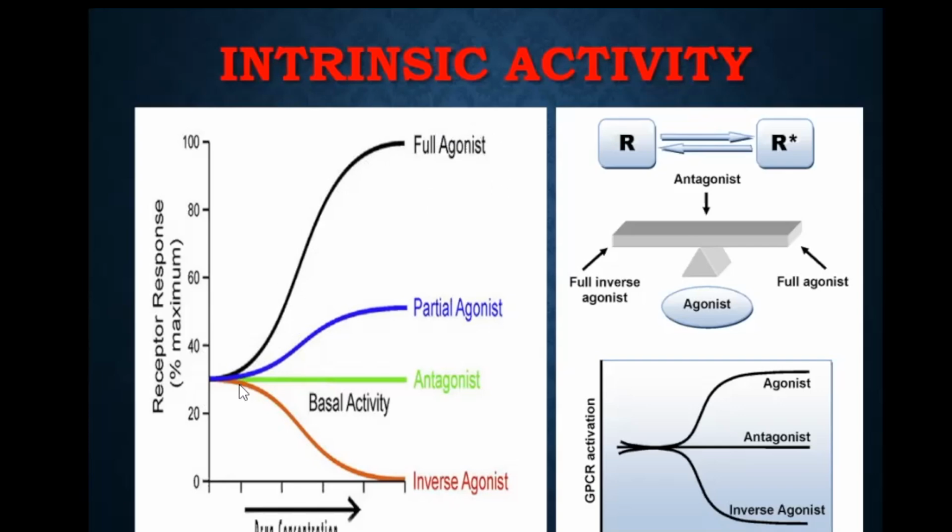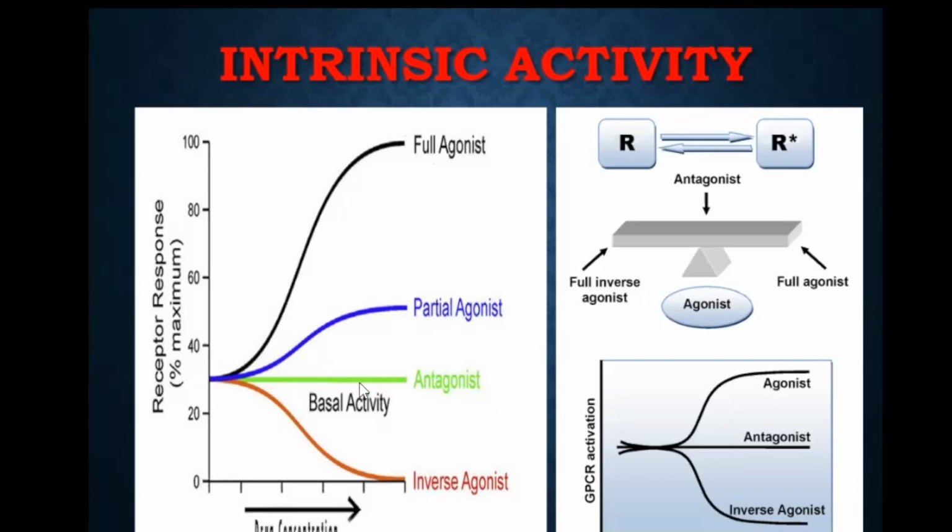This is the drug-receptor response graph. This is the drug concentration. As the drug concentration increases, a full agonist can reach 100% response at a certain dose. Next, we have a partial agonist. A partial agonist has a good affinity, but despite increasing the drug concentration, they cannot achieve a maximal response. They can only achieve a certain response because they can only activate the receptor partially. It's not strong enough to cause a full activation.